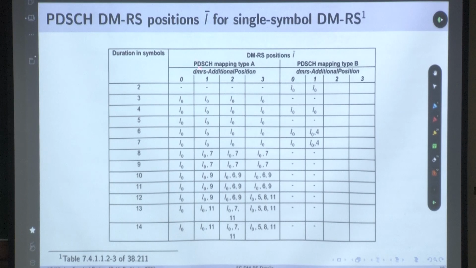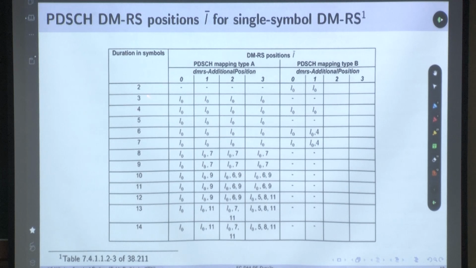So what are the 2 different kinds of mappings? Type A and type B. And this is the duration in symbols, where the PDSCH duration can be in these many symbols. Now if you go back and check, if the duration in symbols is 3, you see that no additional DMRS is allowed. It's only the base L0 which can come in. So this typically says that no additional occurrence is allowed in all these cases.